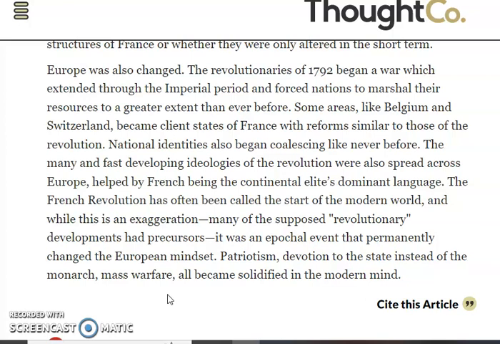The French Revolution has often been called the start of the modern world, and while this is an exaggeration, many of the supposed revolutionary developments had precursors. It was an epochal event that permanently changed the European mindset. Patriotism, devotion to the state instead of the monarch, mass warfare, all became solidified in the modern mind.